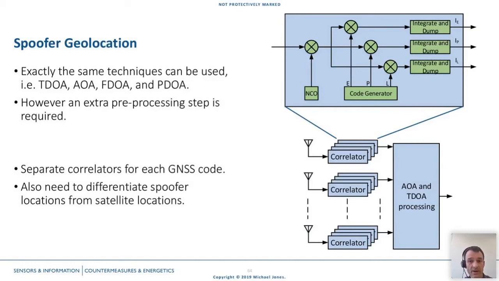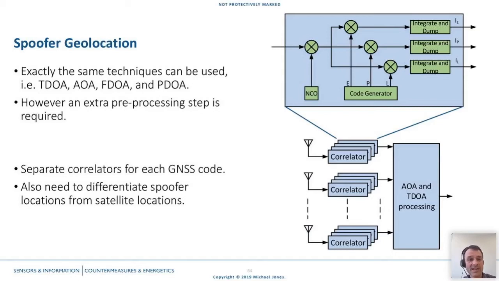So what we do is take that correlator and we put it after every single antenna that we're using in our sensor. And once we've got the integrate and dump out of those, we can then apply our time difference of arrival or our angle of arrival techniques. So we do exactly the things we've just heard about, but we need those extra correlator steps on there as well. And that's what allows us to geolocate spoofers.